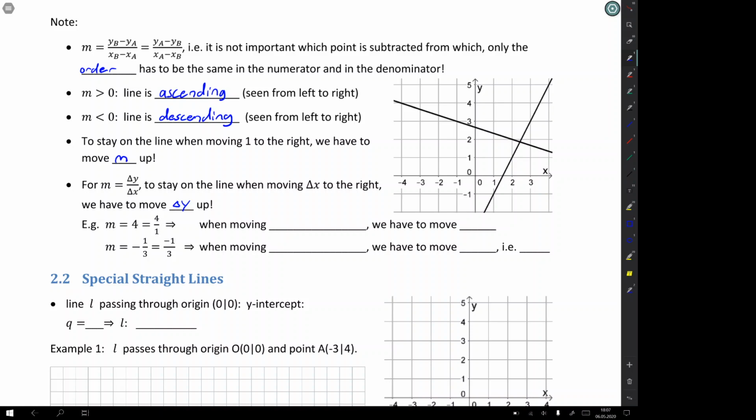So for example, if m is 4, well, we can say 4 is 4 divided by 1. So when moving 1 to the right, we have to move 4 up. And here in the second example, m is minus 1/3. Let us rewrite that. Let's take the minus from the front into the numerator, Zähler. So we have minus 1 divided by 3, which means when moving 3 to the right, we have to move minus 1 up, which means 1 down.